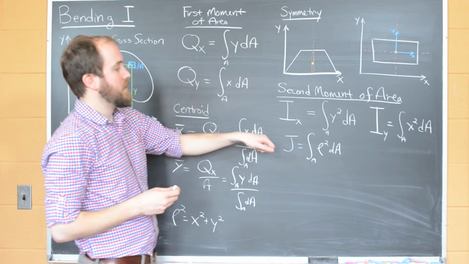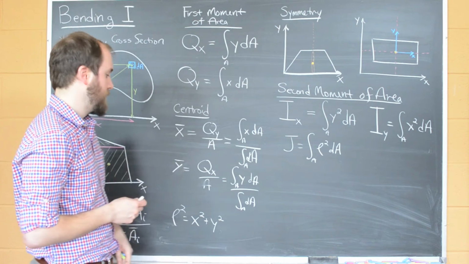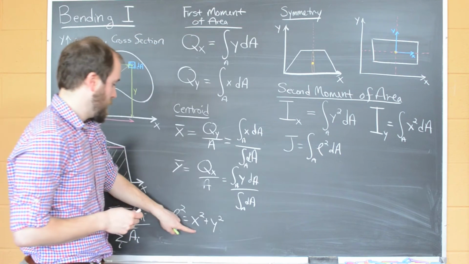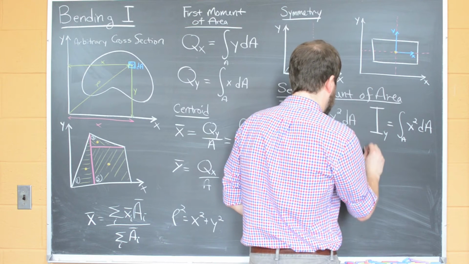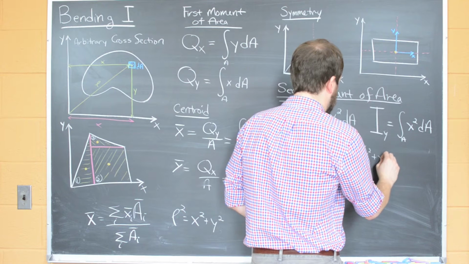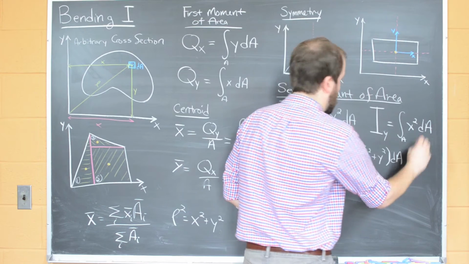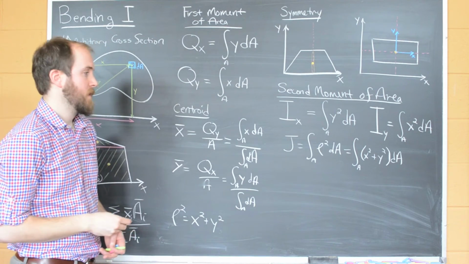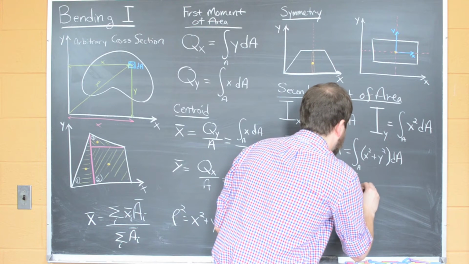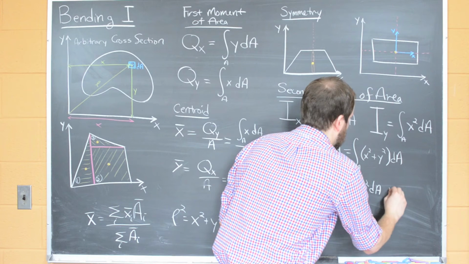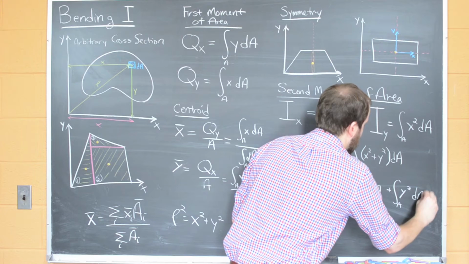So if we want to get the second moment of area, instead of being in polar coordinates, if we want to bring it into Cartesian coordinates, we can replace rho squared with our geometric relation x squared plus y squared. And so what that looks like is the integral of the area of (x squared plus y squared) dA. We can split this up, and so it would be the integral of the area of x squared dA plus the integral of the area of y squared dA.